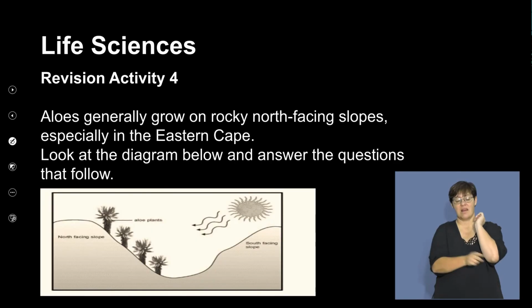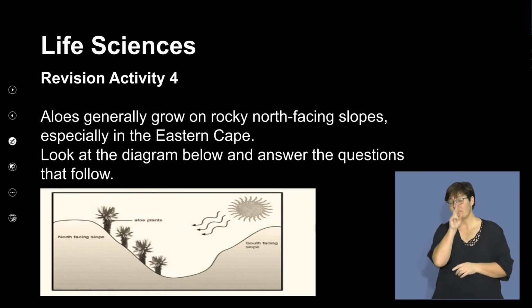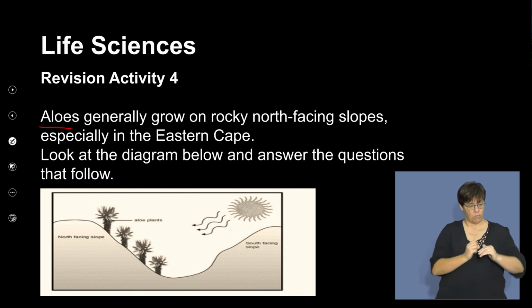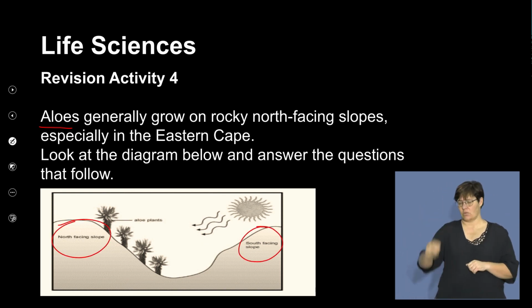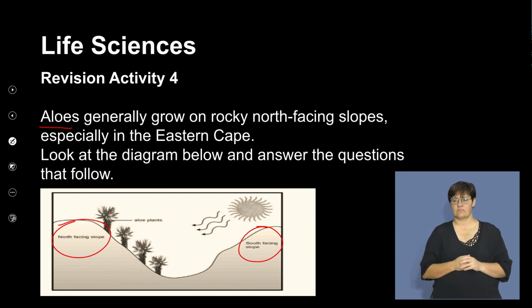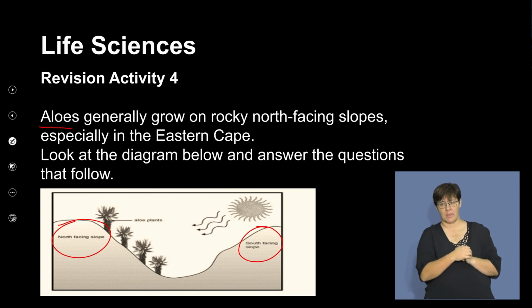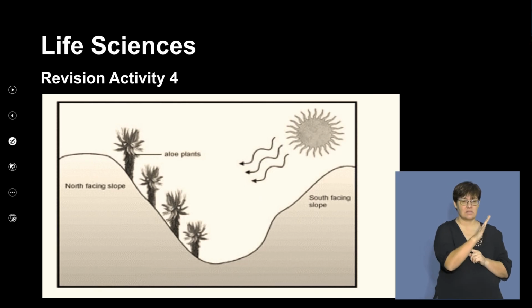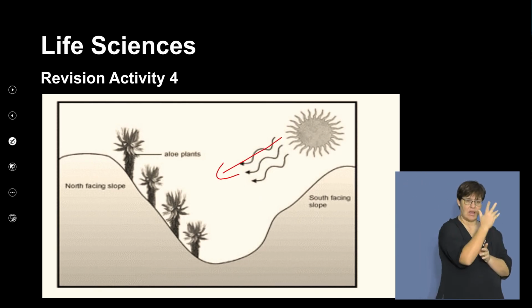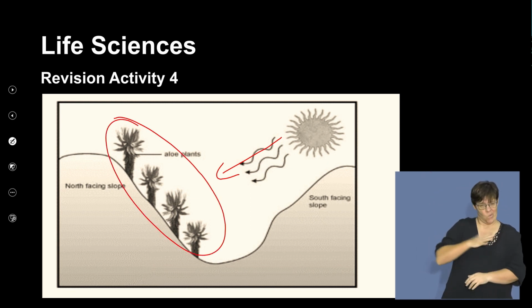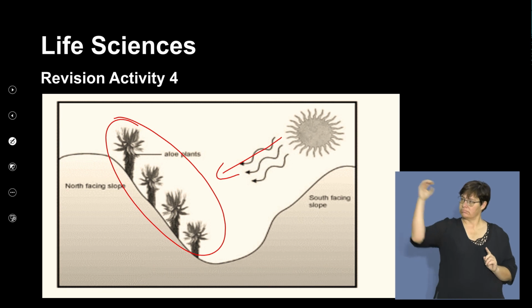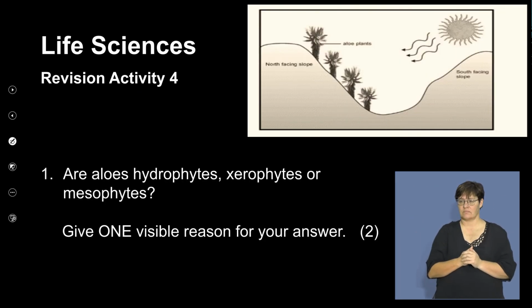So guys, as we look at the last question before we wrap up, this is a question that shows you aloes that are growing on 2 different slopes. You've got north-facing slopes and you've got south-facing slopes. I'm going to wrap this question up as we end this segment. It's important that we recognize that these are plants that are facing the sun, and so these aloe plants are adapted to absorb the maximum amount of sunlight on the north-facing slope. I'm going to give it a shot at this one question before we wrap up.